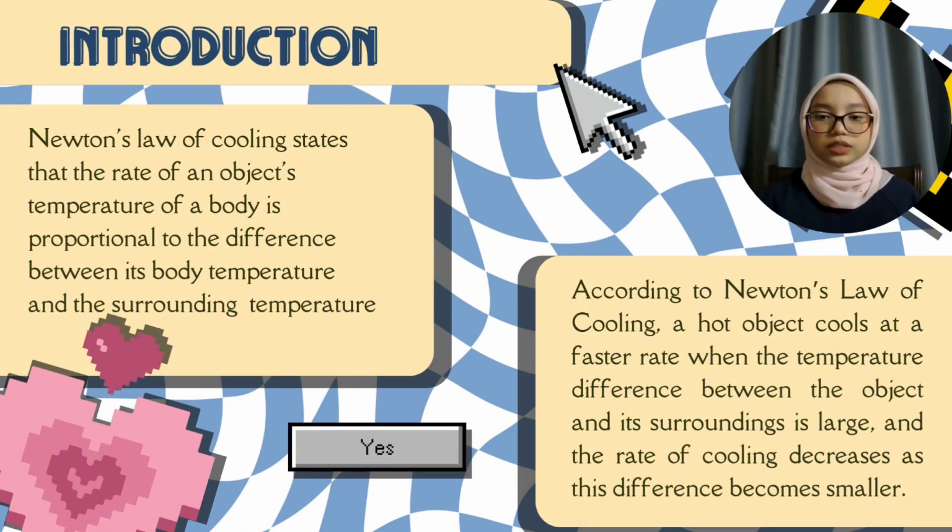Newton's law of cooling states that the rate of change of the temperature of a body is proportional to the difference between its body temperature and the surrounding temperature. According to this law, a hot object cools at a faster rate when the temperature difference between the object and its surrounding is large, and the rate of cooling decreases as this difference becomes smaller.